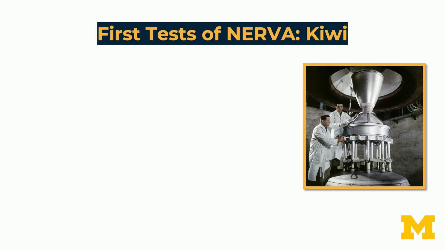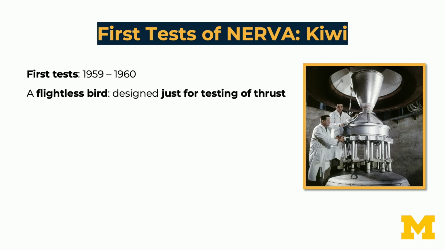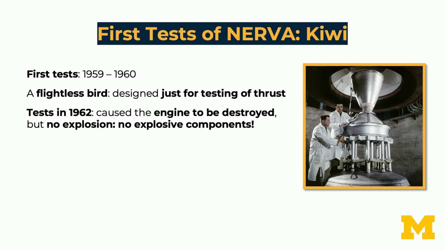Here's another picture of the NERVA. And this is the first NERVA that was ever built. This is called the Kiwi. And the Kiwi was developed in 1959 and 1960, and it was named after this flightless bird because they were basically building this just to test it, not to actually fly it. The tests in 1962 caused the engine to actually be destroyed.